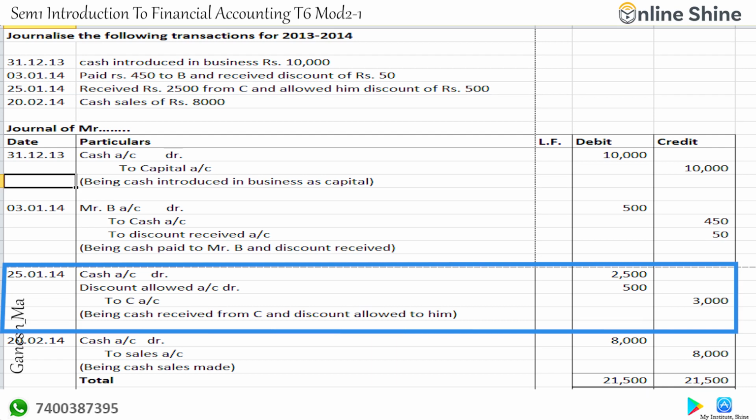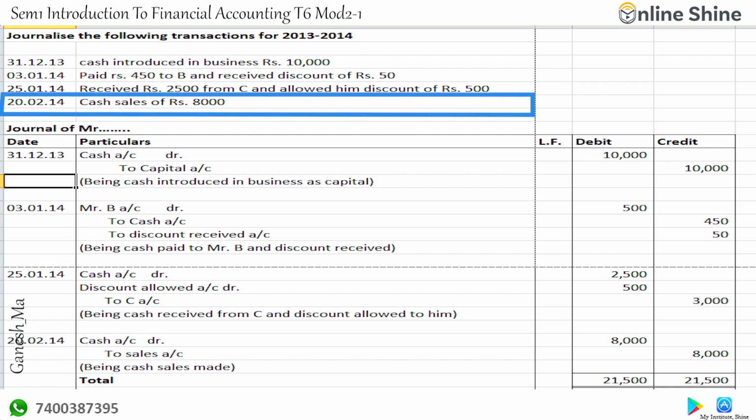So what is the rule for the nominal account? Debit all expenses and losses. So discount allowed debit rupees 500, to who is the giver over here? To Mr. C account rupees 3,000. So cash account debit 2,500, discount allowed debit 500, to Mr. C 3,000 credit. So being cash received from Mr. C and allowed him a discount. Very simple. And the last one, cash sales of rupees 8,000.